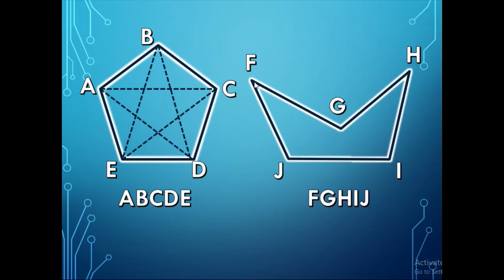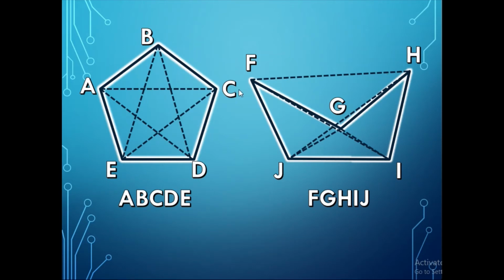Let's consider polygon FGHIJ. From vertex F, we can have diagonal FI and of course diagonal FH. From vertex G, we will have diagonal GJ and diagonal GI. And from vertex H, we already have diagonal HF, so let's have diagonal HJ. All in all, there are also 5 diagonals. So there are also the same number of diagonals.